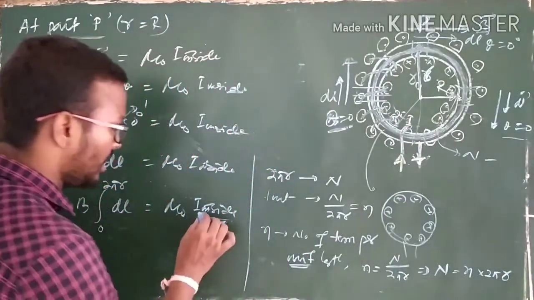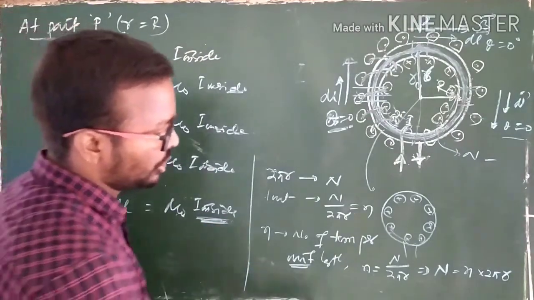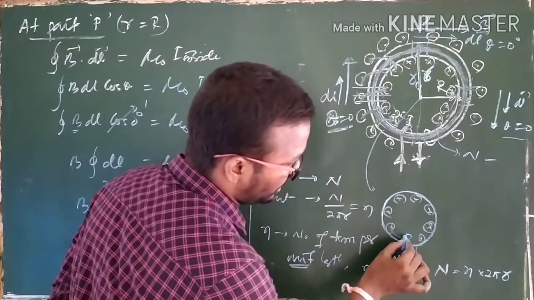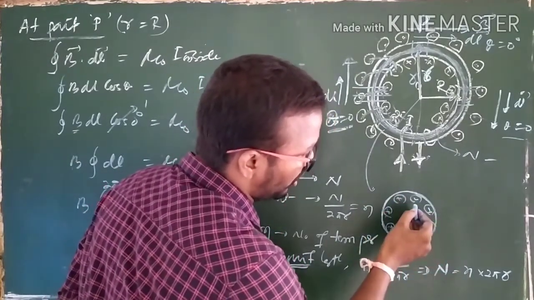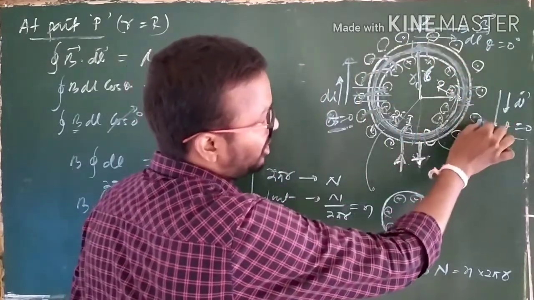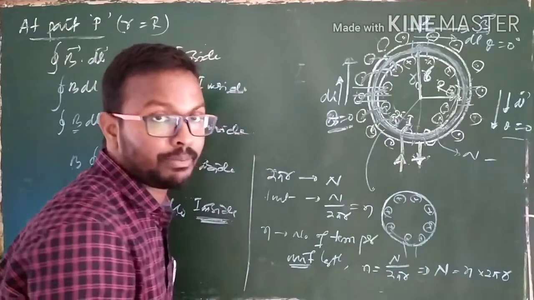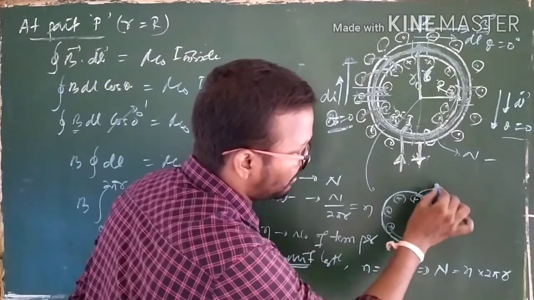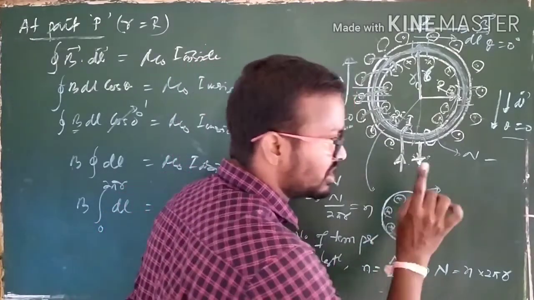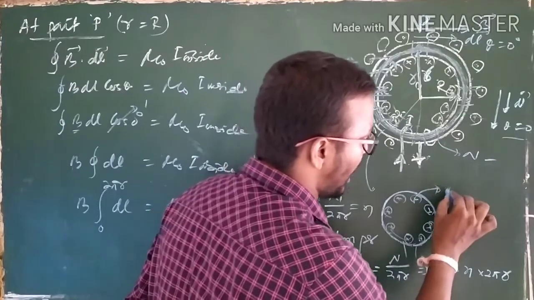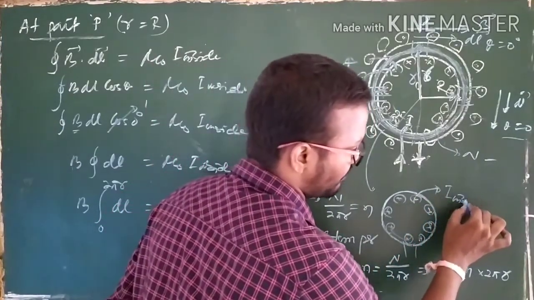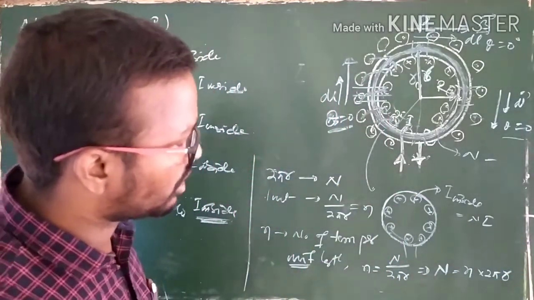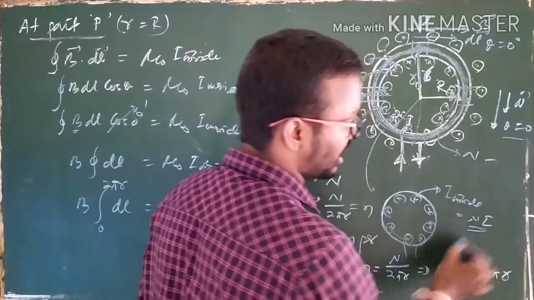Again we have to find I inside. I inside means the total current within the Amperian loop. This is the Amperian loop, and the current in the inward direction counts, but the dot indicates the outward direction, and this dot mark is outside the Amperian loop. So we consider only the current in the inward direction. If there are N turns and each turn carries current I, then for 1 turn there is I current, for 2 turns 2I current. Similarly, for N turns, there is N I current. So I inside equals N I.